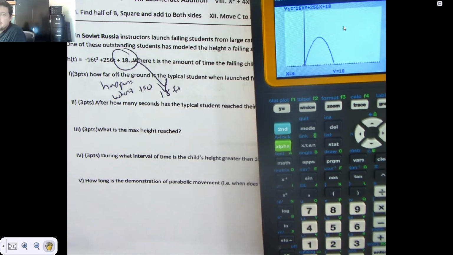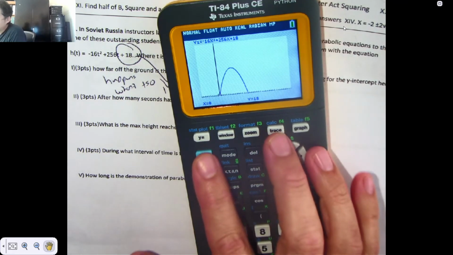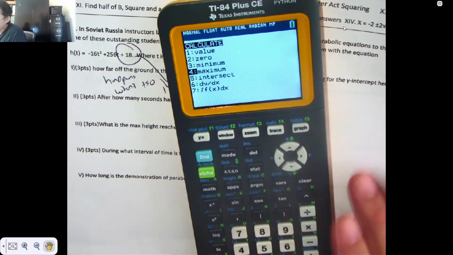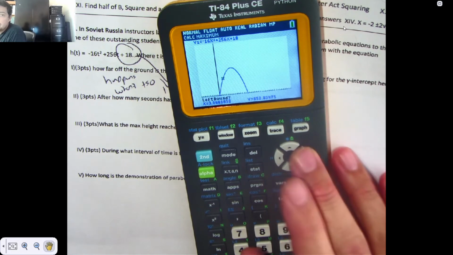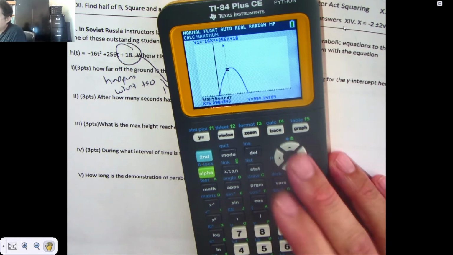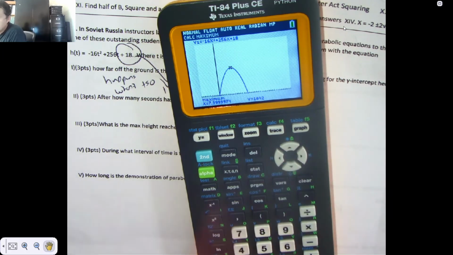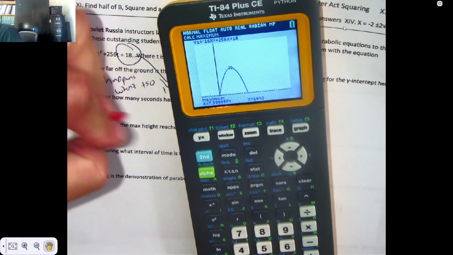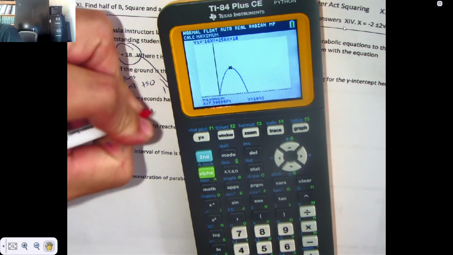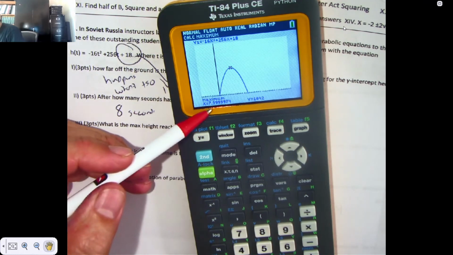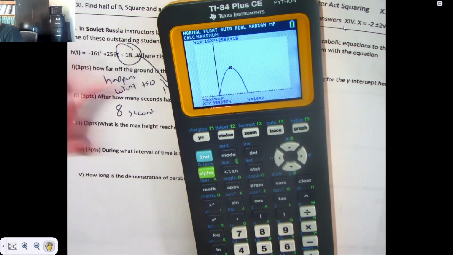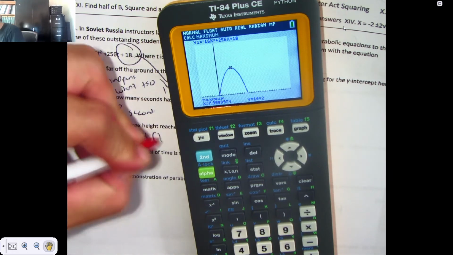Part 3, after how many seconds has the typical student reached their max altitude? So we've done this in class. Second trace 4 for maximum. I get left. It says left boundary. I press enter. I get right. I press enter, and I enter for a guess. There's the maximum. Now, there is such a thing as calculator rounding here. They use Newton's technique to come up with these things. But it's 8 seconds. You can see it right there, 7.99999. And the maximum height is right there, 1,024 foot.